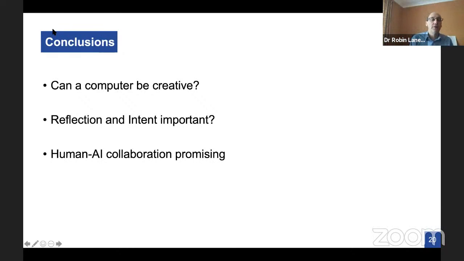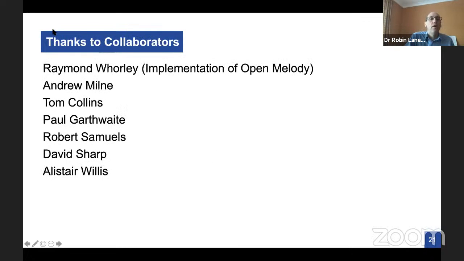At the moment, the tool is relatively new. So I'd like to conclude by thanking my collaborators, in particular Raymond Hawley, who implemented OpenMelody and made lots of great suggestions. A number of my PhD students and colleagues have also contributed ideas over quite a few years. And of course, thank you very much to Byron for playing the piano. It's been really great to have you, Byron.